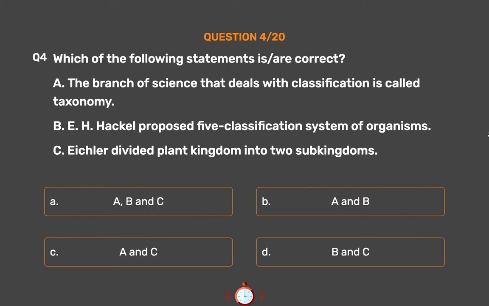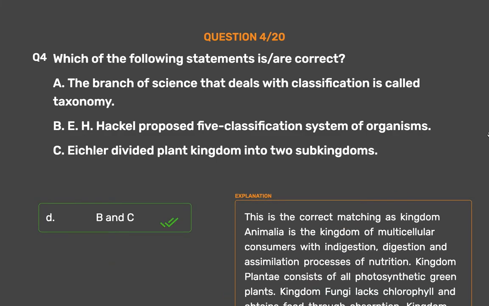The correct answer is Option D. B and C. This is the correct matching as kingdom Animalia is the kingdom of multicellular consumers with digestion and assimilation processes of nutrition. Kingdom Plantae consists of all photosynthetic green plants. Kingdom Fungi lacks chlorophyll and obtains food through absorption. Kingdom Protista consists of all unicellular organisms. Kingdom Monera consists of all bacteria and cyanobacteria.